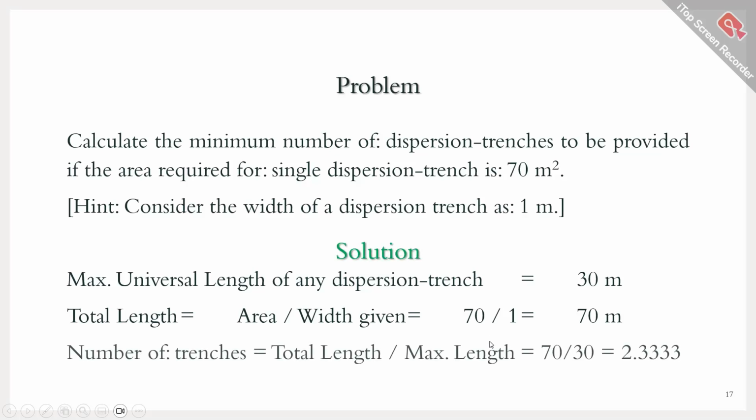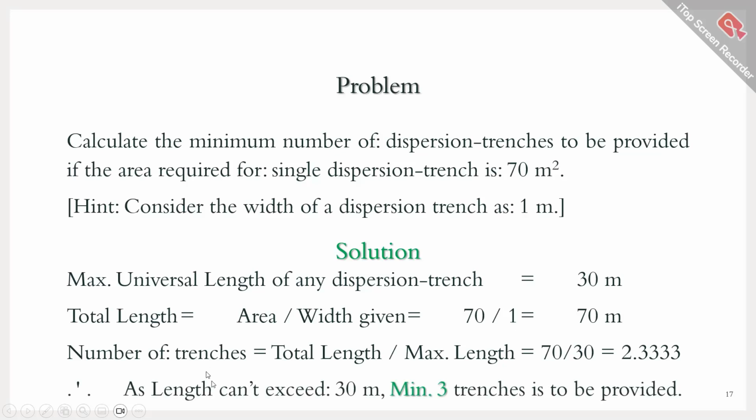So now the solution: number of trenches will be equal to the total length, which is 70 meter you have calculated, divided by maximum length, that is 30 meter, which gives you 2.333. So the number cannot be a fraction, as the length cannot exceed 30 meter, but you have to cover the entire area.